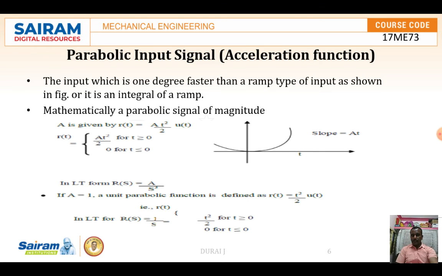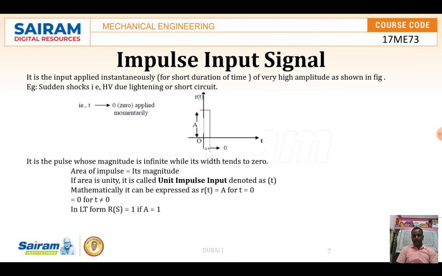Then comes the next thing, the impulse input. An impulse input is a standard input signal whose value is 0 everywhere except at t equal to 0. It is generally called the delta function. Normally, the step input is called the position input, the ramp input is called the velocity input, the parabolic input is called the acceleration input, and this impulse input is also called the delta function.